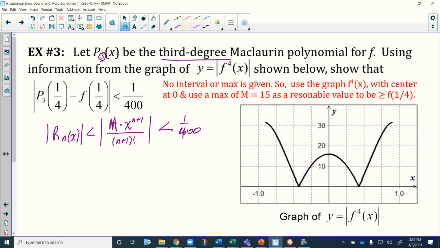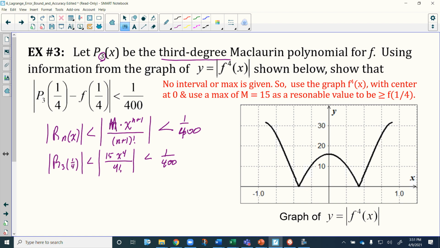In this case, we're going to say we're working with a third degree polynomial when x is 1/4. And the maximum that we're taking from the graph is about 15, around that area. And because this is a third degree polynomial, we're going to say 3 plus 1 for our exponent value. So this will become x to the 4th power over 4 factorial. And that has to be less than 1 over 400.